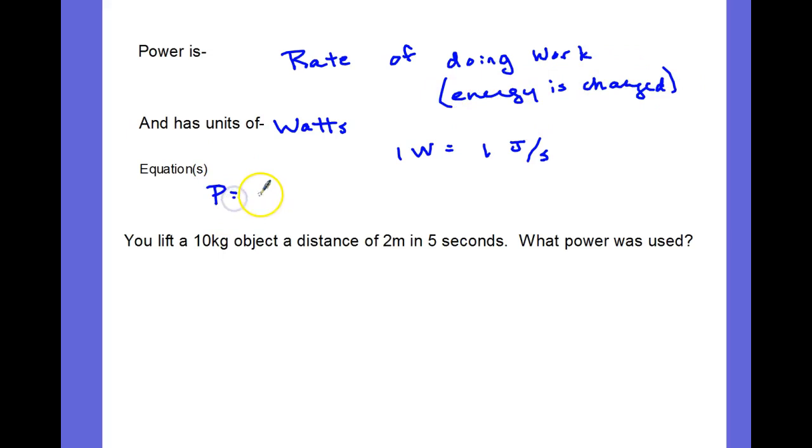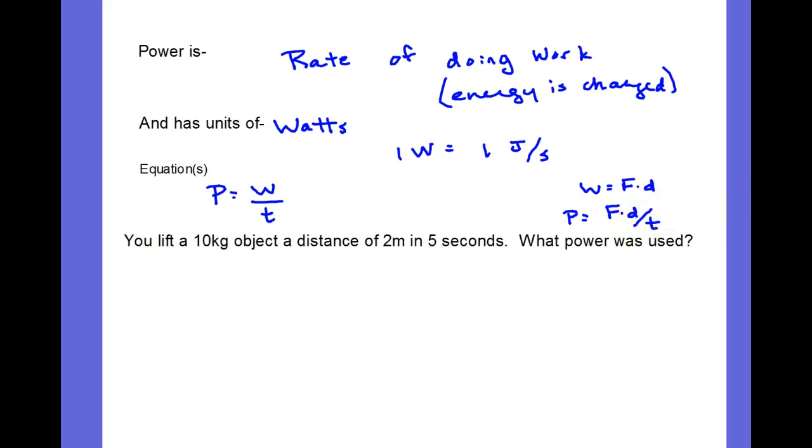Power is equal to work divided by time. But remember, work is force times distance, and so power can be force times distance over time. And sometimes, you'll be given a force and a distance and a time, and you'll have to calculate the work first.